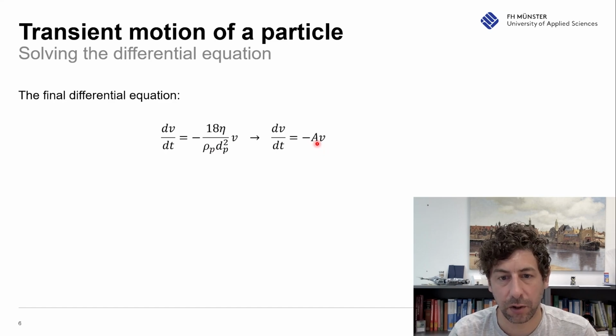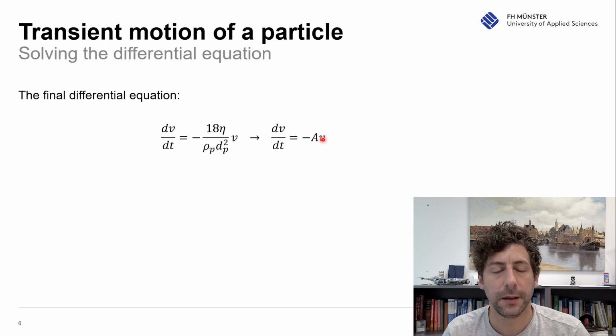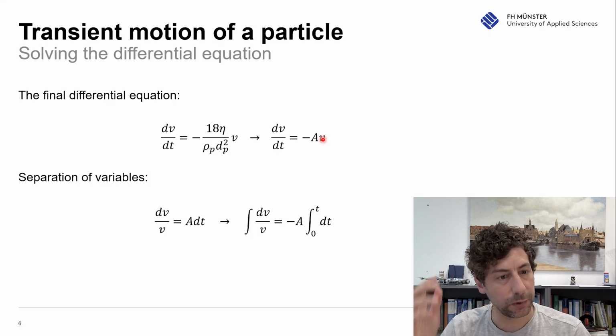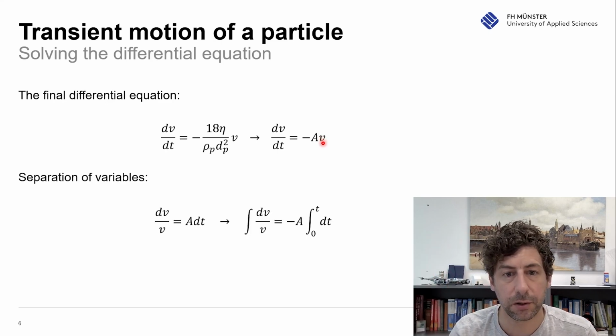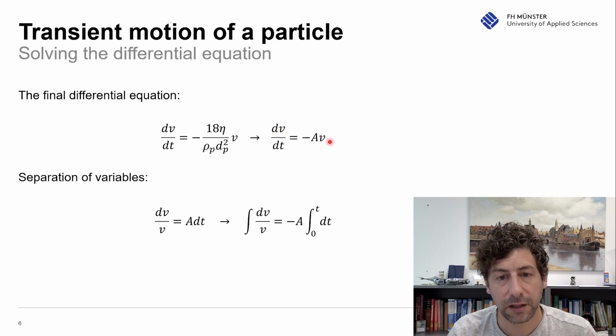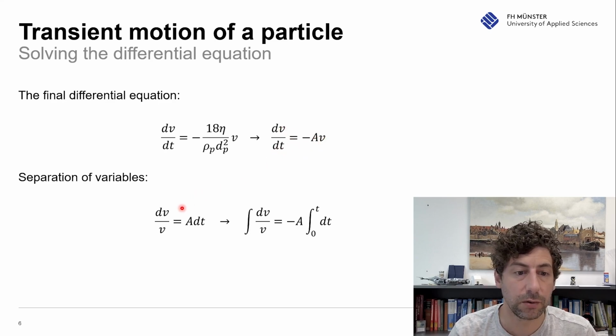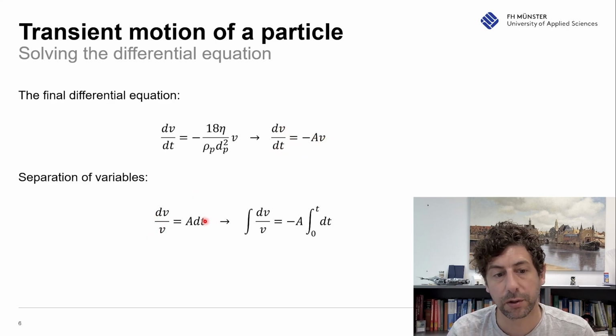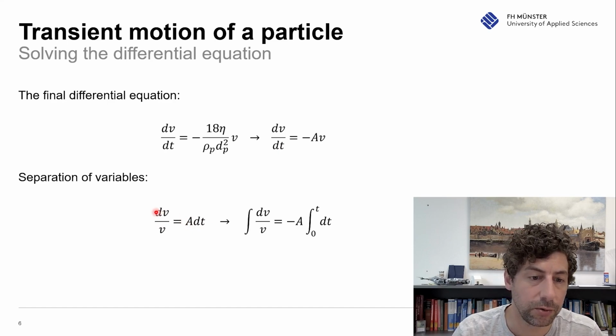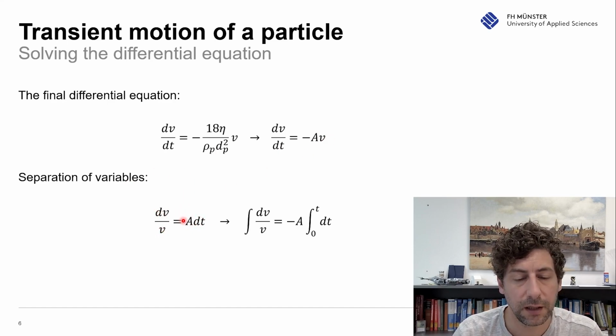So we say it's a constant a, and dv divided by dt equals minus a v. The next step is the separation of variables. We have a dv and a v here, and a dt here. So all v's go to the left, all t's go to the right, and a is a constant. So dv divided by v equals minus a dt.